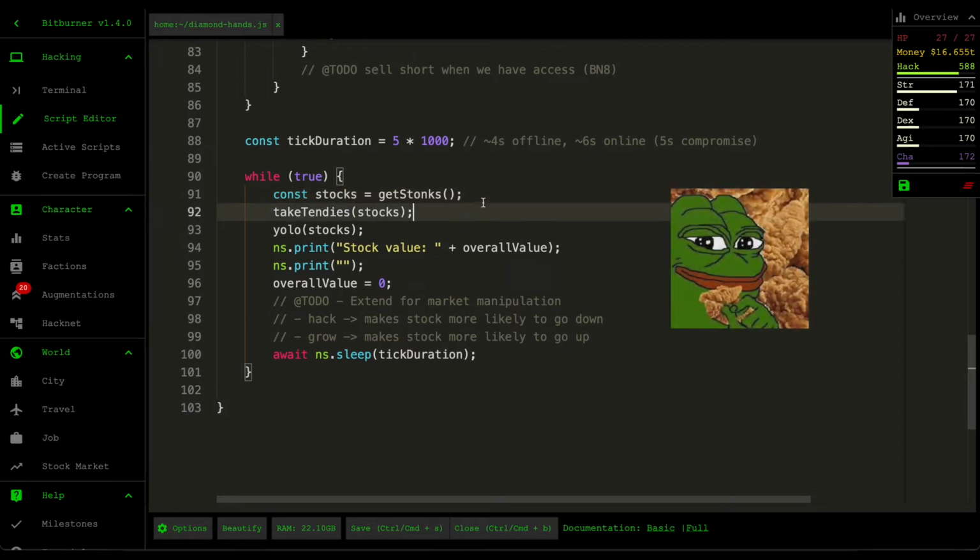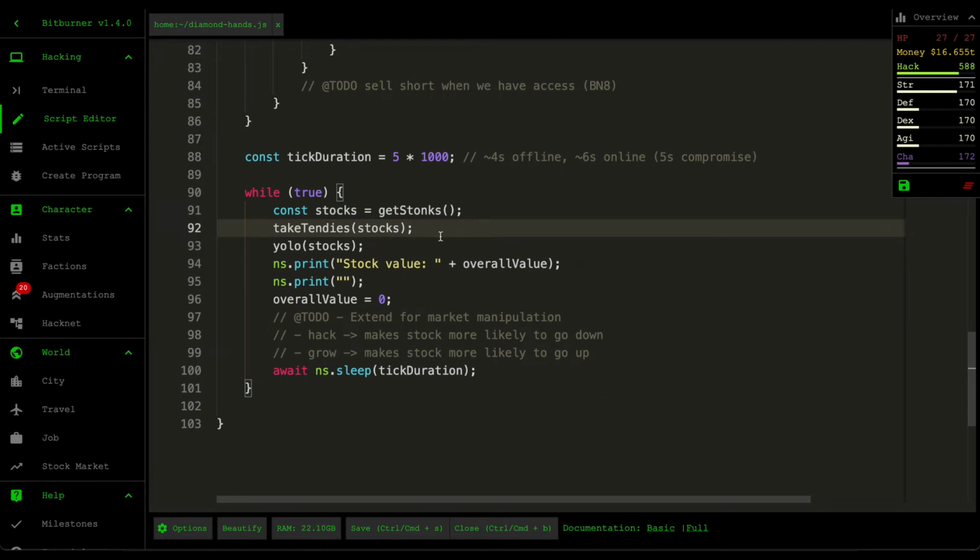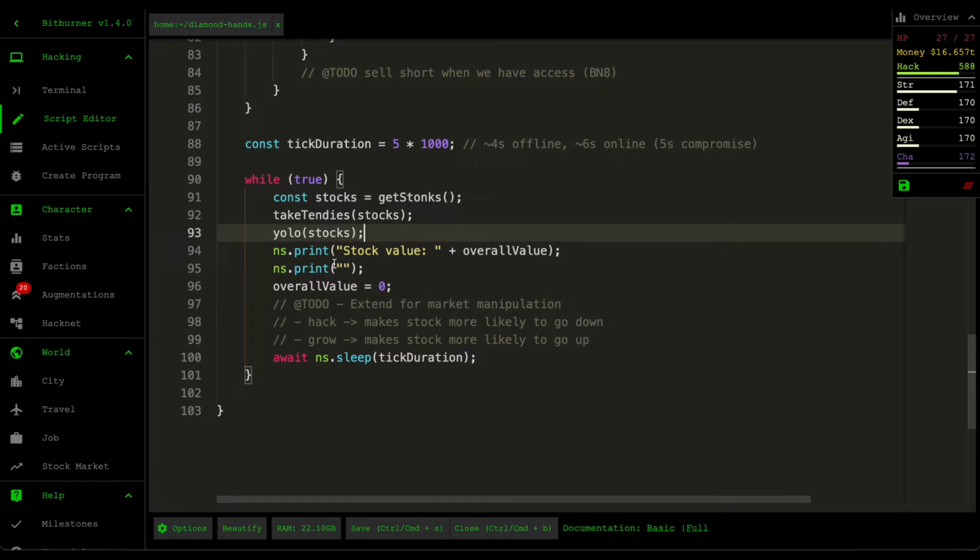Down here, we take the tendies from those stocks, meaning that in Wall Street Bets terminology, we grab all the profits whenever we can. And then after taking the profits from our current stocks, we then YOLO it, meaning that we buy a bunch of stocks regardless of the risk. And then after purchasing a whole bunch of new stocks, we then calculate the new overall value of our stocks. And then we just print out a whole bunch of log statements and then reset it back so that in the next iteration we're gonna get a new calculation.